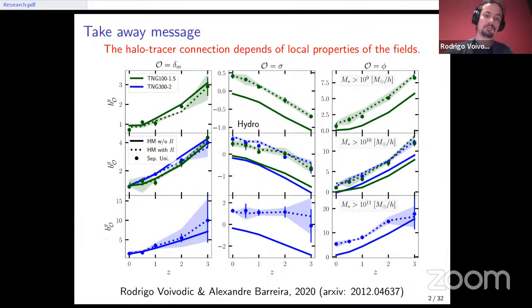So, what's the main result of this work? The main result is that the halo-tracer connection, or the halo-galaxy connection, depends on the local properties of the fields, for example, of the density field or the gravitational potential. And this halo-tracer dependence on the local properties of the fields will affect the linear bias of the tracer, even at very linear scales, very large scales. So that's the main result here, and I will try to explain each point of this sentence.